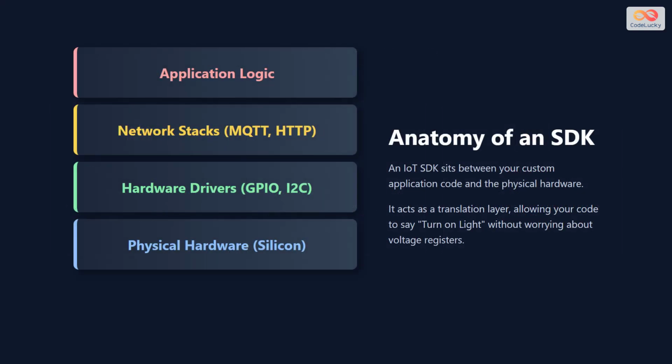If we look inside an SDK, we see it acts as a translation layer. It sits between your custom application logic and the physical hardware. It handles the drivers, the network protocols, and the operating system tasks. This abstraction means you can tell your code to simply send data without needing to know how the electrical signals work.